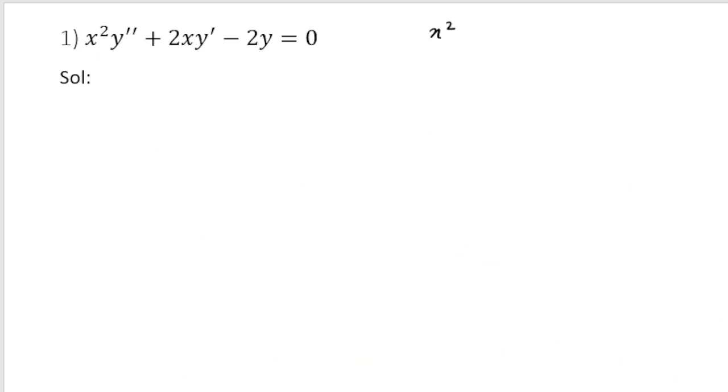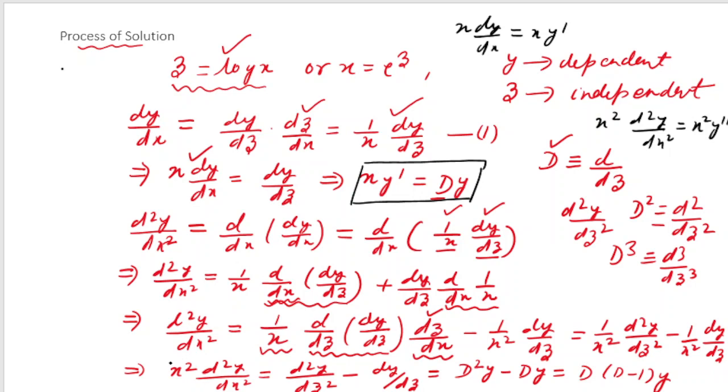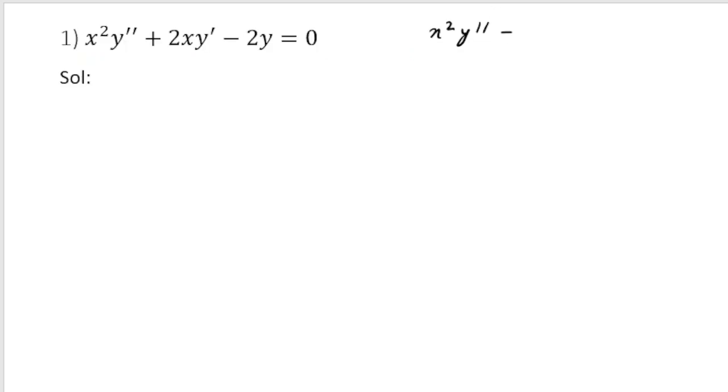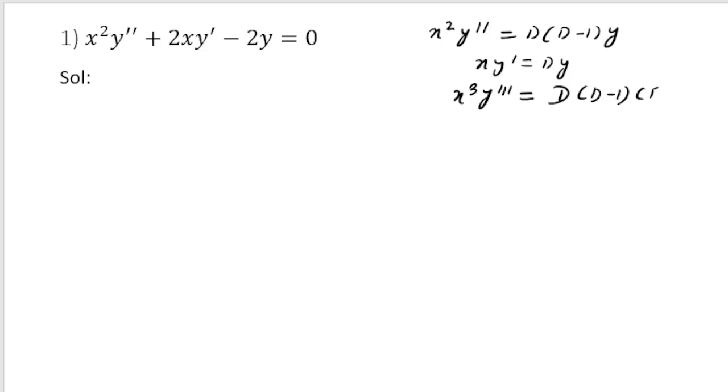So wherever I get x square y double dash, this term is nothing but x square y double dash, and this would be replaced by D into D minus 1 y. So we have replaced xy dash by Dy, and x square y double dash by D into D minus 1 y. Similarly, if you continue this process, you can replace x cube y triple dash, and I hope you are smart enough to guess: this will be D into D minus 1 into D minus 2 y. And I hope you have got the drift now.